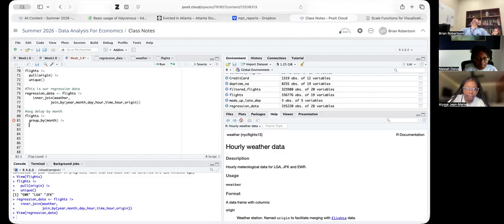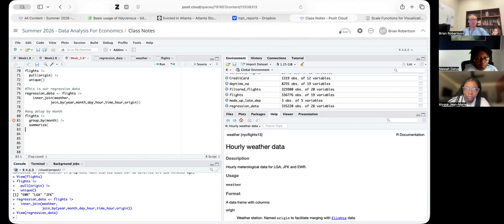So I want the average delay by month. Do I want to mutate or do I want to summarize? Do I want to change my data or do I want to summarize my data? Mutate? Not really. I'm going to summarize. I don't want an average for each one of these 335,000 rows because that's not cool. What I really want is just a summary, right? I want to take all the data by month and I want just the average in there. So we're going to do a summarize.